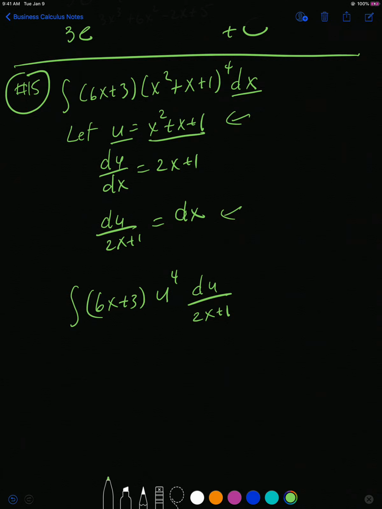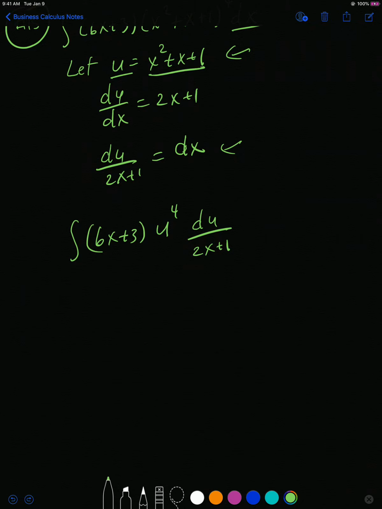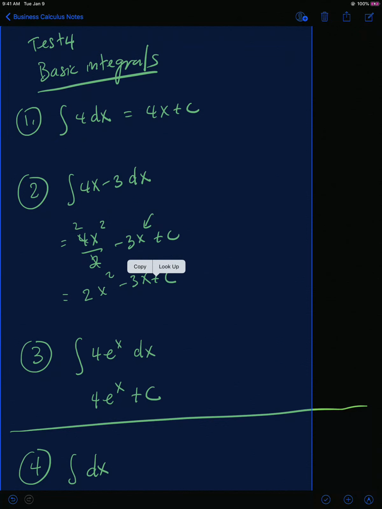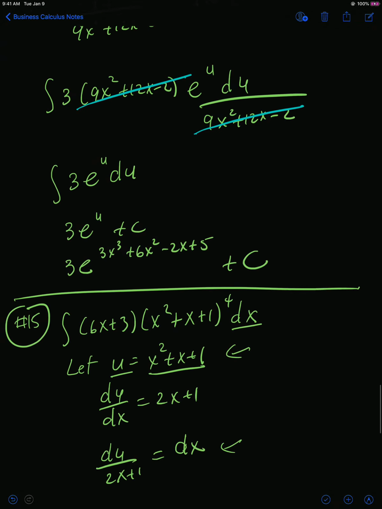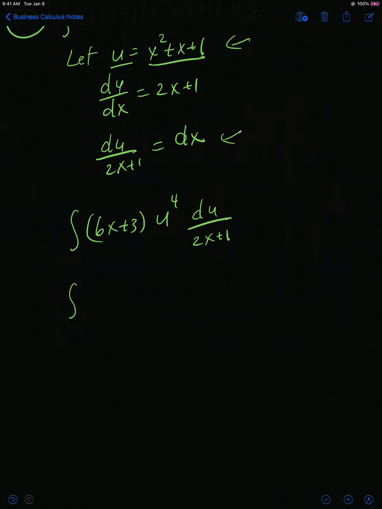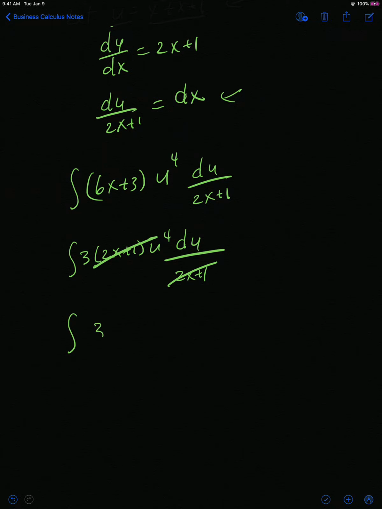And at this point, well, wait a minute, those two things aren't the same. I can't cancel them. Well, if I look carefully at this term, I see that I can factor out a 3. So that's the antiderivative of 3 times (2x plus 1) u to the fourth du. The 2x plus 1s will cancel. And so then it's the antiderivative of 3u to the fourth du.